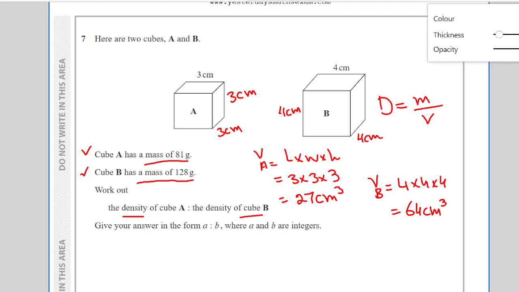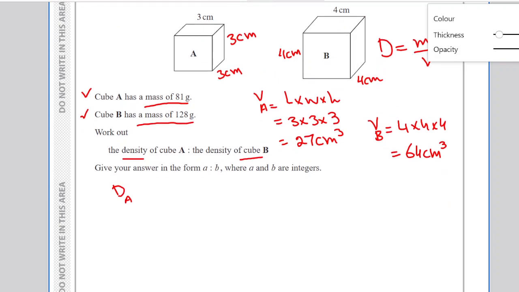Now we know that the density of A is equal to mass over volume. So to find out the density of cube A, the mass of cube A is given, 81, and the volume we just worked out, 27. 81 divided by 27 is equal to 3.